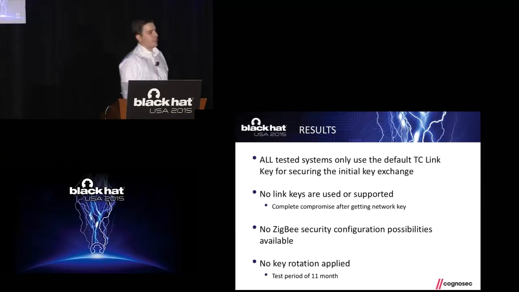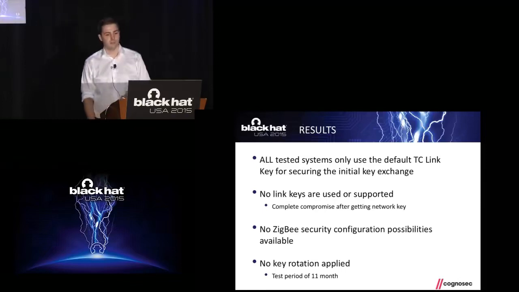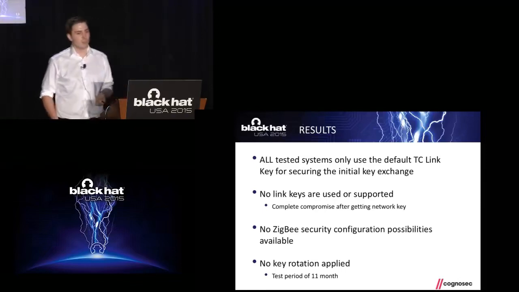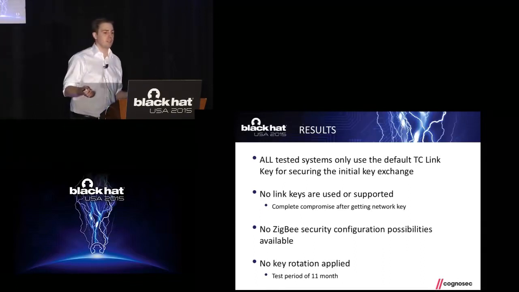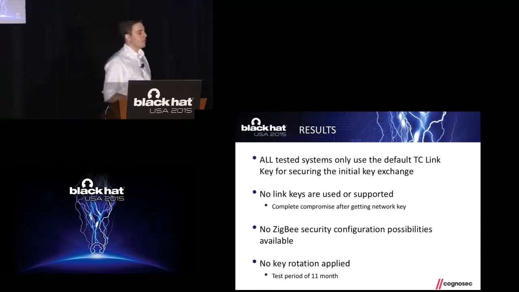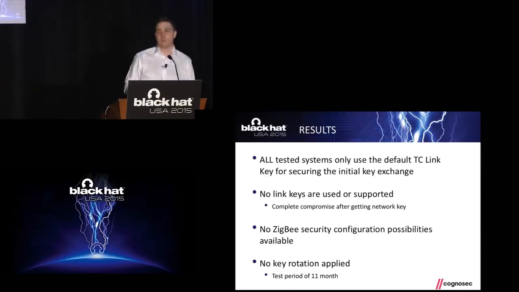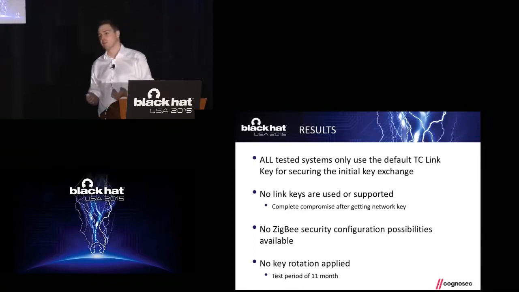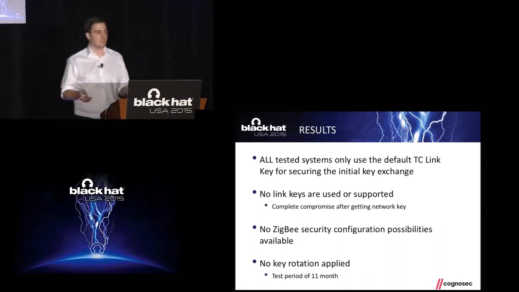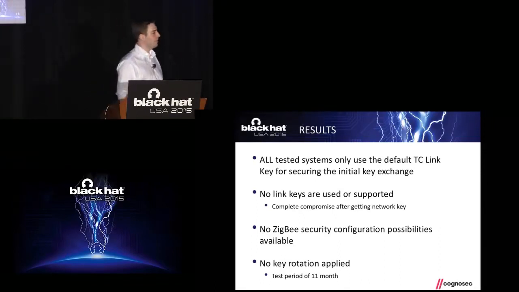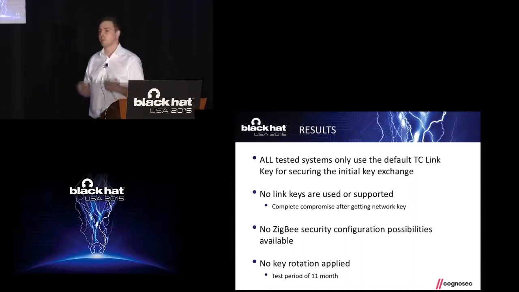So the results are quite ugly, to stick to the topic. All tested systems just implemented this default trust center link key for securing the initial key exchange. We don't have to do any kind of downgrading or disruptions of the key exchange. They're just doing it. So they are not doing unencrypted key exchange like in the past. Now they encrypt with a publicly known key.